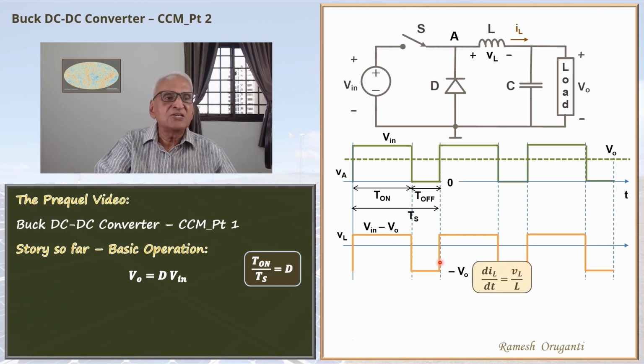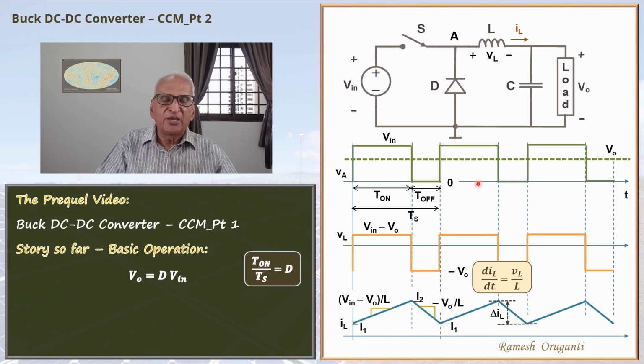dIL by dt is VL by L, and we can plot the inductor current. It starts from some value I1, goes up at a rate of Vin minus V0 by L. Vin minus V0 is, of course, the voltage across the inductor during T on. And then when the switch is off, the voltage across the inductor is minus V0 and the current slope is minus V0 by L, and the current returns to I1 because we are under steady state. This is the inductor current waveform.